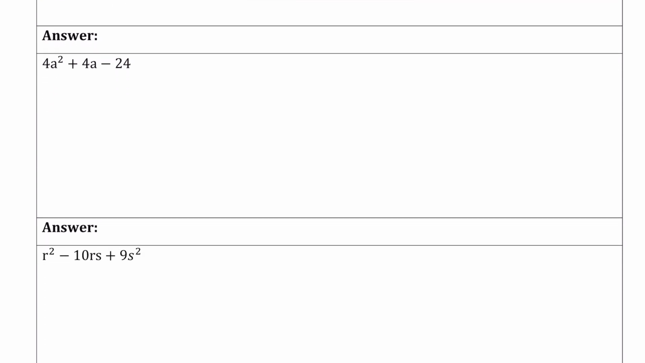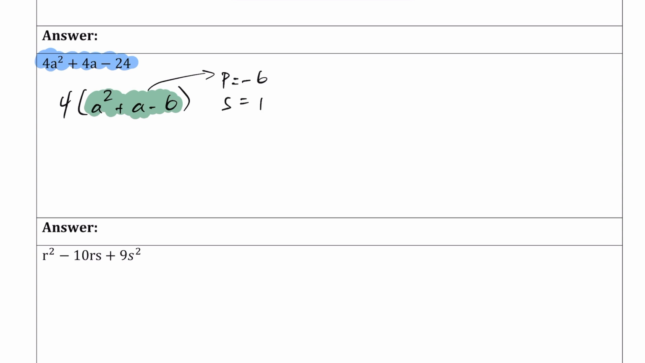Moving along here, now we've got another expression here. So whenever you're looking to factor something, the first thing you want to look for is a GCF. I'll notice that this has a GCF of 4, leaving me with a squared plus a minus 6. And then inside the brackets here, I now once again have a simple trinomial. With a simple trinomial, I need to think of two numbers that multiply to be negative 6 in this case and add to be 1. Going through those two numbers, you're going to find them to be 3 and negative 2.